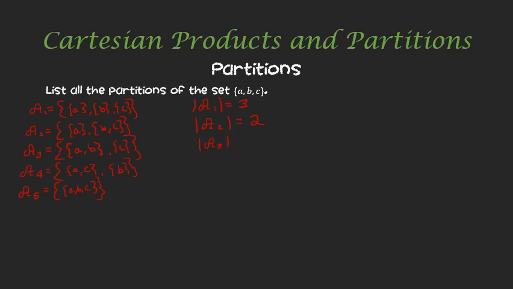A3 also has 2 elements, A4 also has 2 elements, and lastly, A5 has 1 element in it.